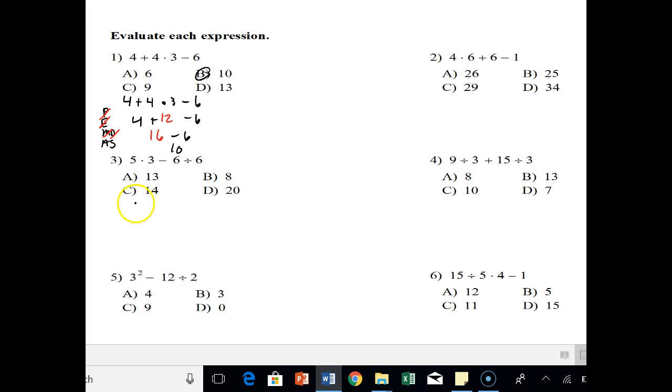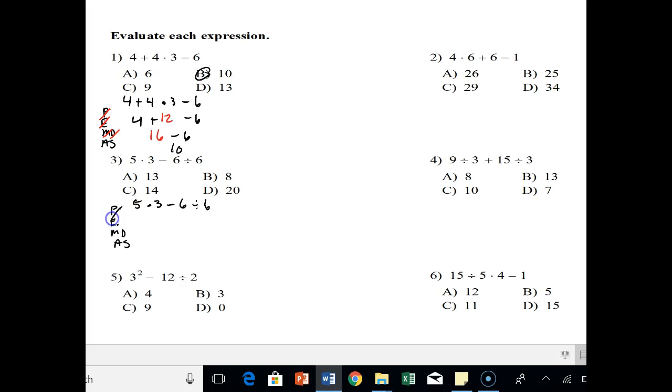Number 3, again, I'm going to go ahead and write 5 times 3 minus 6 divided by 6. I'm going to write PEMDAS down the side. Make sure you're open to growth with this. I know you're like, oh, I don't have to write that. Do it on the even problems. Trust me, you will always get it right.